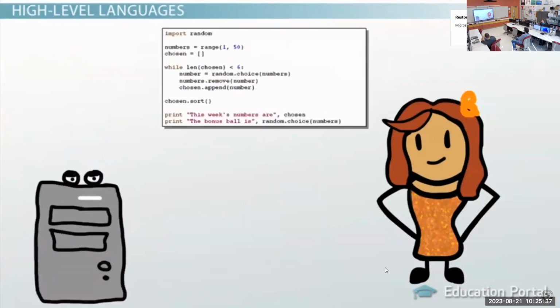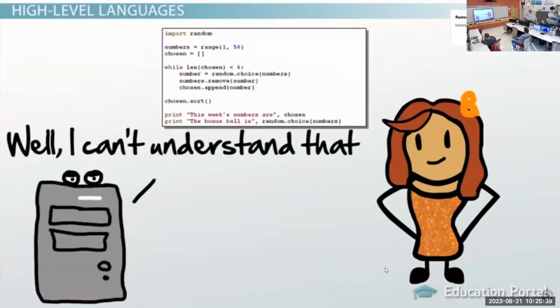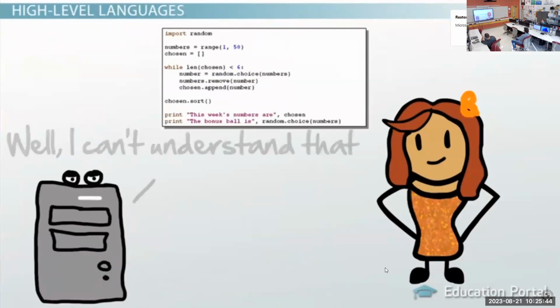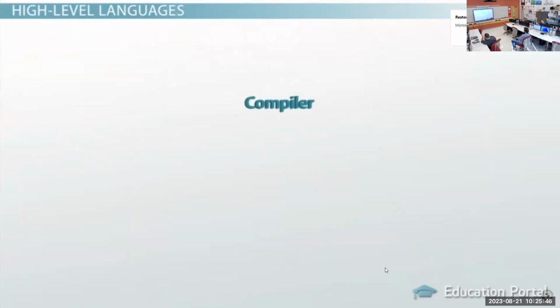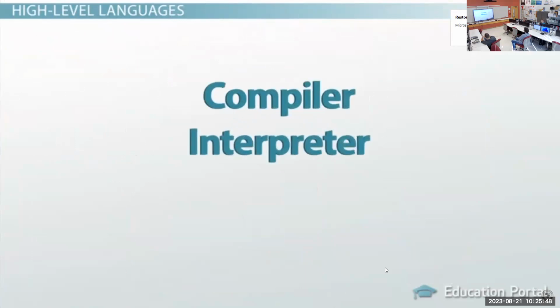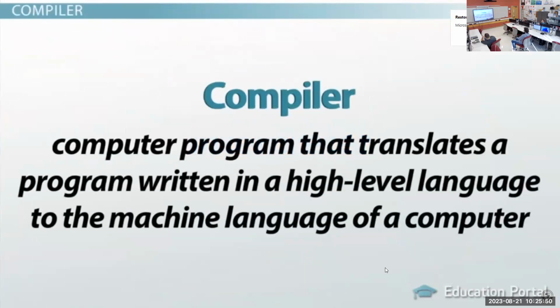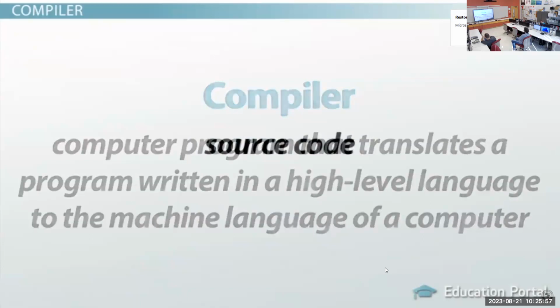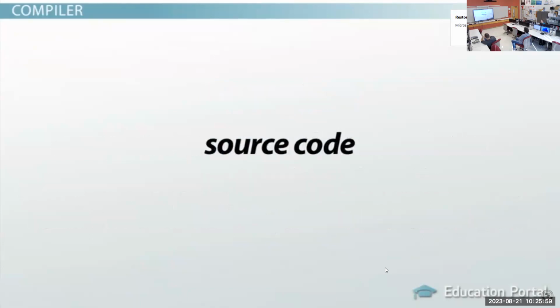A high-level language cannot be understood directly by a computer, and it needs to be translated into machine code. There are two ways to do this, and they are related to how the program is executed. A high-level language can be compiled or interpreted. A compiler is a computer program that translates a program written in a high-level language to the machine language of a computer. The high-level program is referred to as the source code.